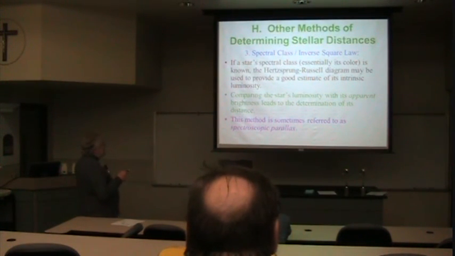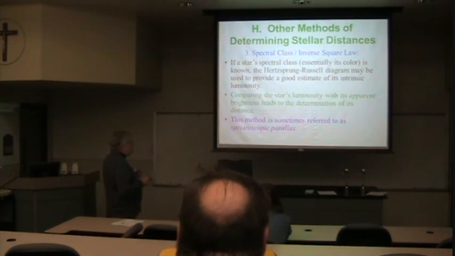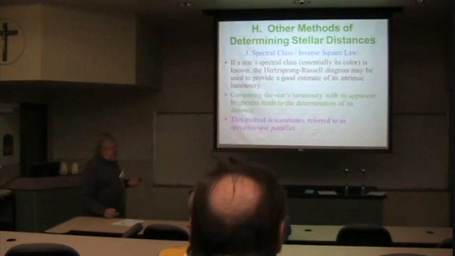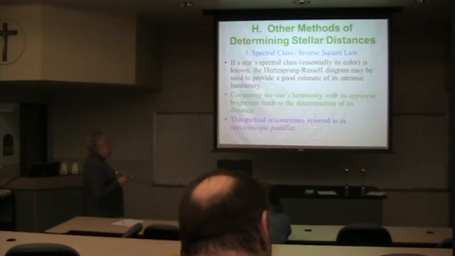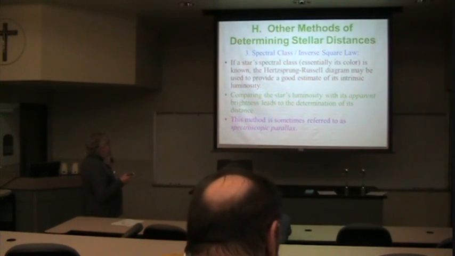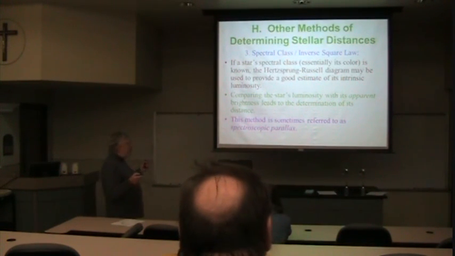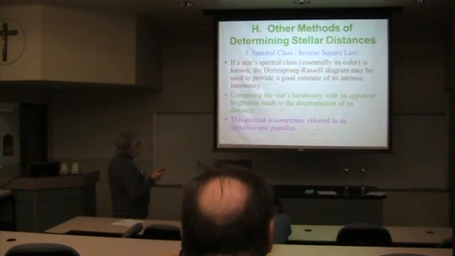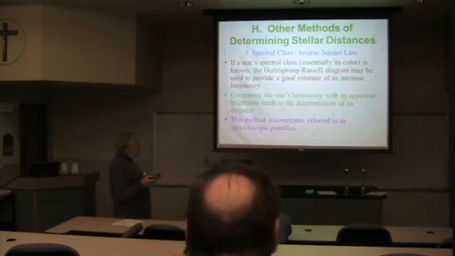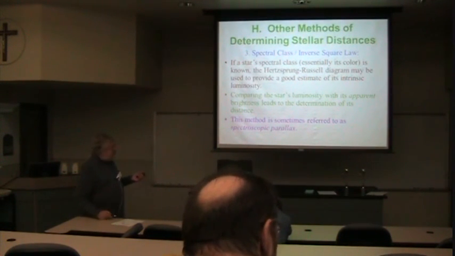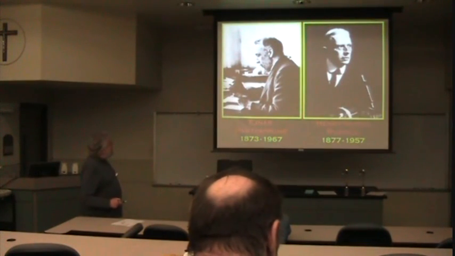This is all based around the Hertzsprung-Russell Diagram, and that's one of the cornerstones of 20th century astronomy, and we'll take a look at those in just a moment. If we measure the spectral class, which is essentially the color or temperature of the star, and if we happen to know how bright the star really is, we can come up with a pretty good estimate of its distance from that. Let's just see how that's done.